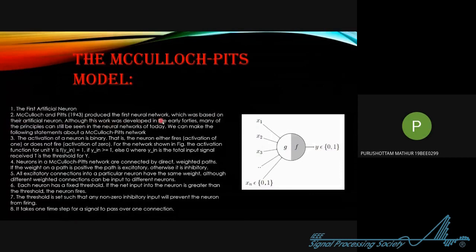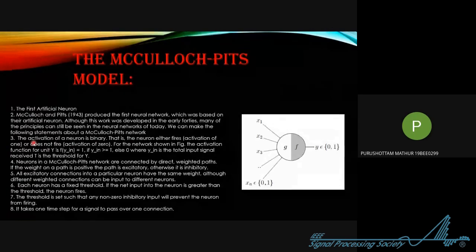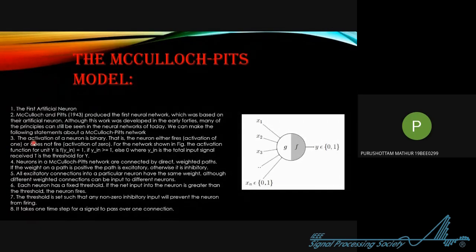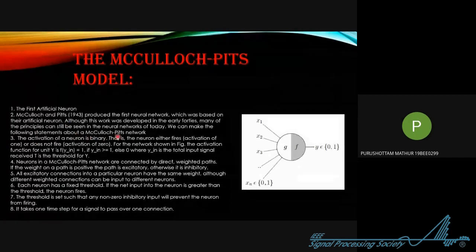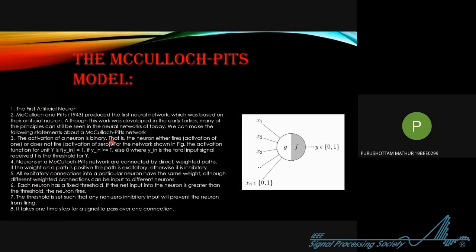Although this work was developed in the early 40s, many of the principles can still be seen in the neural networks of today. We can make the following statements about the McCulloch-Pitts network. The activation is binary: 0 and 1 only. It doesn't take anything other than 0 and 1. That's the problem with it. It has yes or no, nothing in between. The neuron either fires or does not fire.